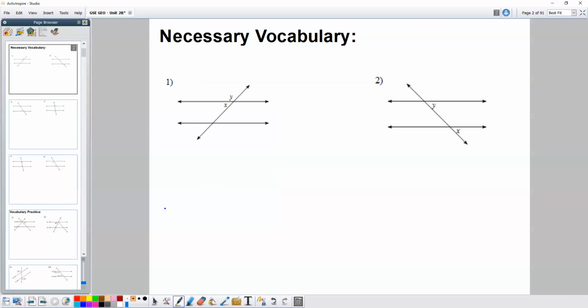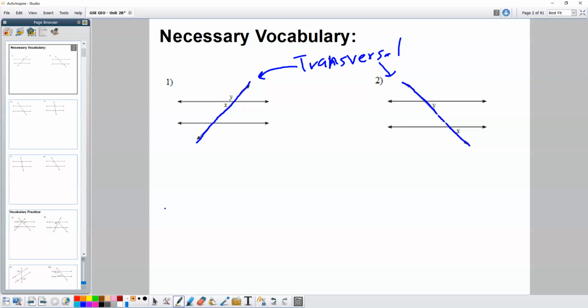We're going to have these parallel lines cut by a transversal. That's the fancy phrase right here. And transversal is just this line that is going through these parallel lines. Okay, both of those lines are called a transversal, and we've got some parallel lines cut by a transversal, and we just need to name what these angles are.